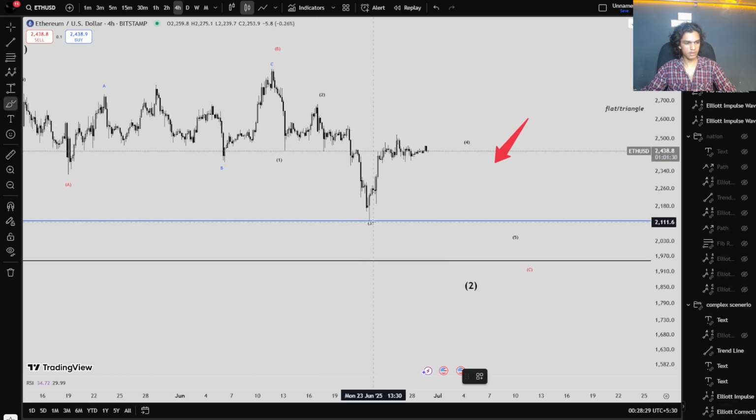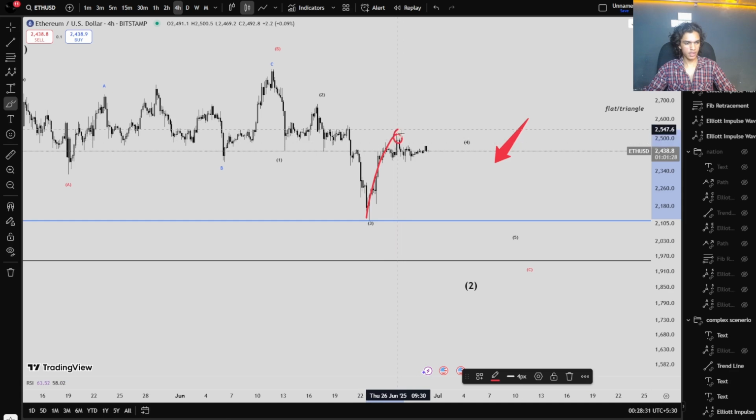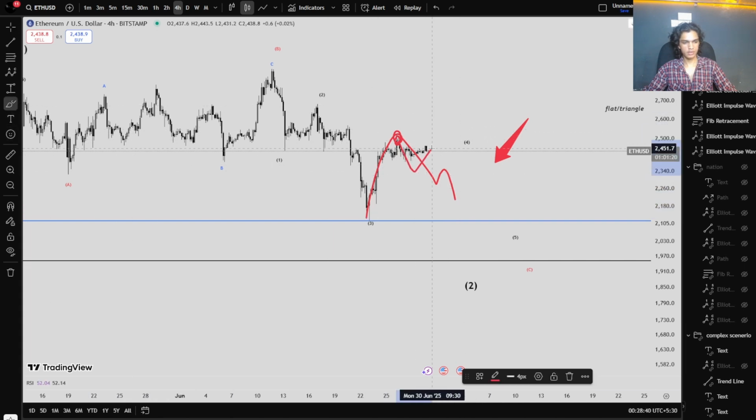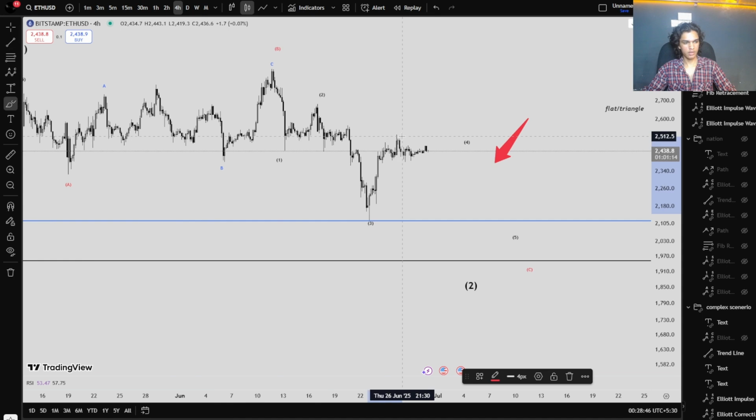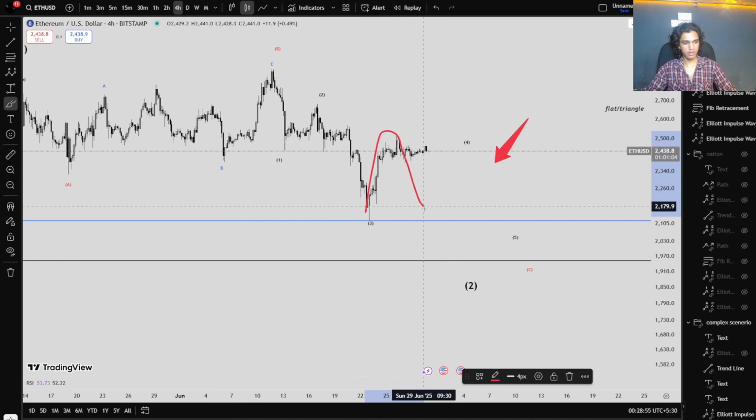So we have this impulse wave, right? We can consider it as A, and B is forming right now. It can be a zigzag, it will be a correction wave here. If it is a triangle, it will be a correction wave. If it is a flat, we have A and B, so we have an A B C, and it should fall down.